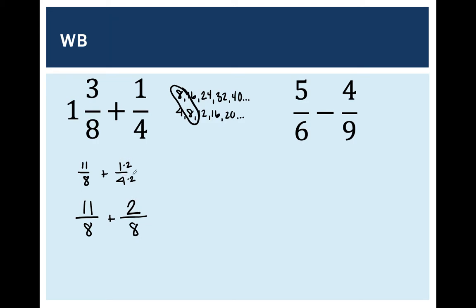So 1/4 becomes 2/8, and now that I have a common denominator, all I have to do is add 11 plus 2, which is 13, and my final answer is 13/8. There are no common factors that can be divided by both 13 and 8, so I can leave it like that, or I can change it into a mixed number, which would be 1 5/8.